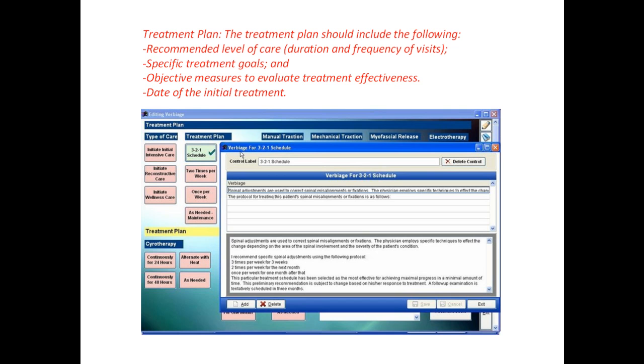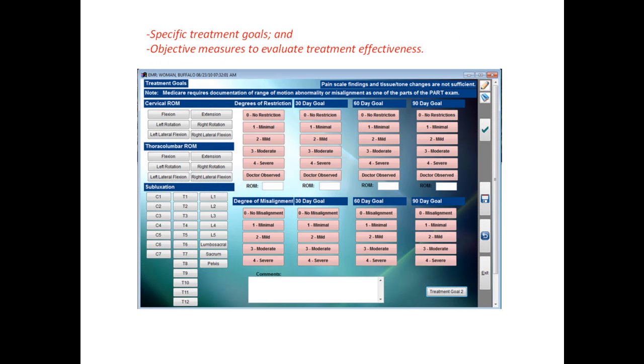The final portion of documentation for the initial visit is the portion that is heavily audited along with mechanism of trauma. It is the treatment plan portion of the documentation. According to the guidelines, the treatment plan has to include the recommended level of care in terms of duration and frequency of visits. It must include the date of the initial visit as well. The more difficult requirement is the second sentence on the screen: objective measures to evaluate treatment effectiveness.